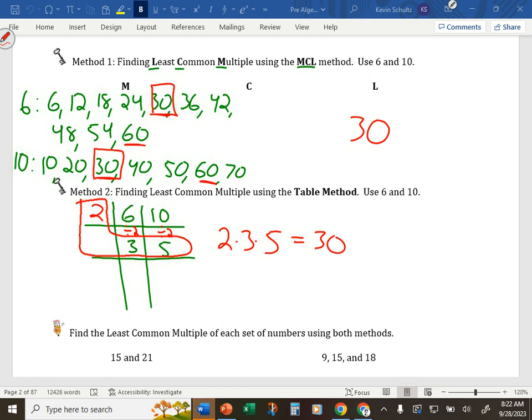So the table method can be tricky because it's basically the same process as greatest common factor. The only difference is when you're all done, you take the L. Okay? I don't want to take a number for least common multiple. Well, you do if you want to pass this objective on the test.